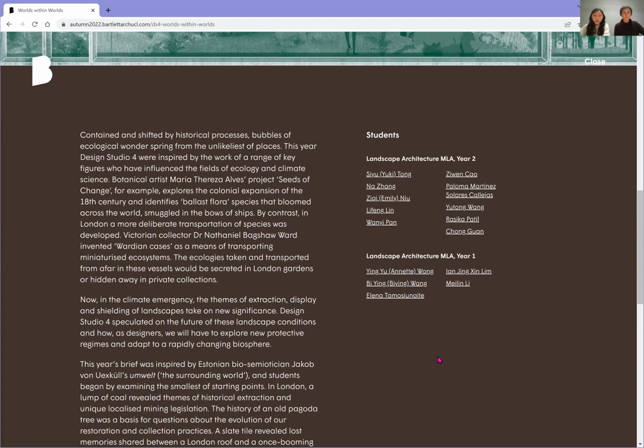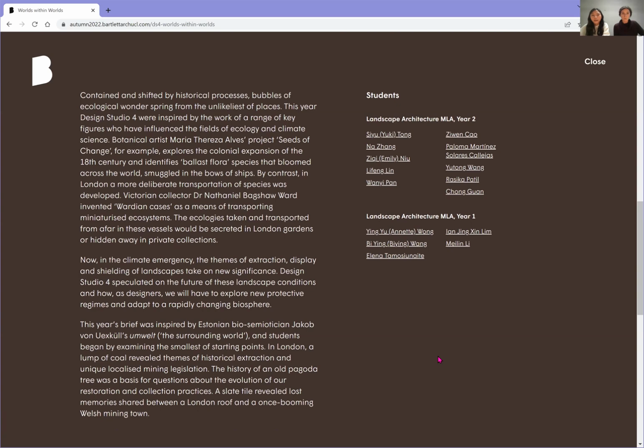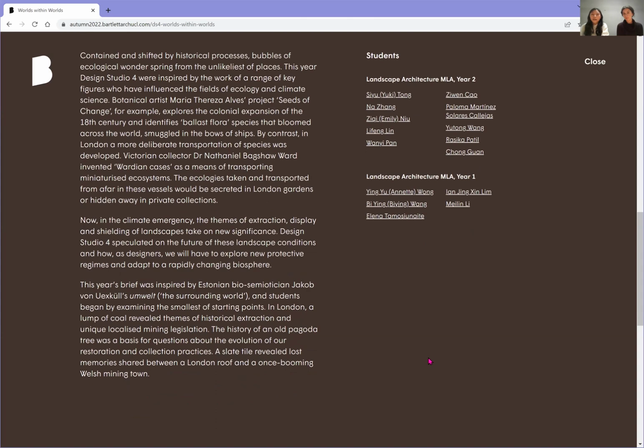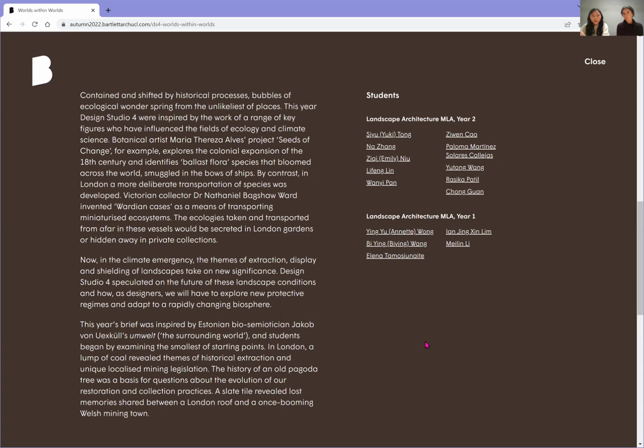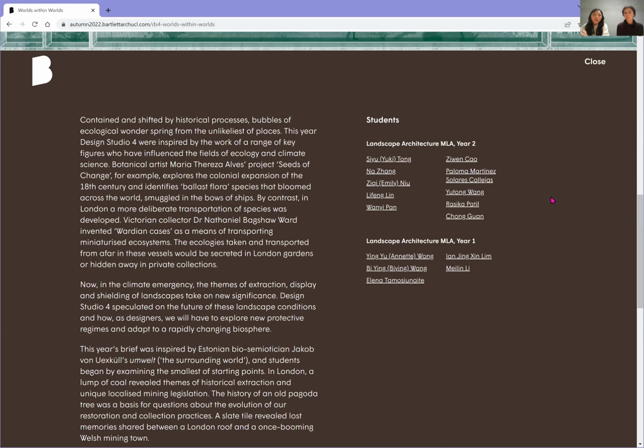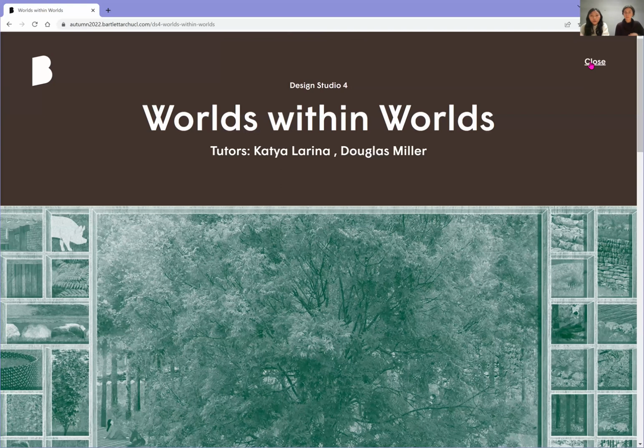Some of us looked into natural elements like plants and animals, and somebody looked into raw materials like copper and coal. Everybody has a different starting point. And our studios evolved from our initial research into finding our own focuses and then looking into the landscape of extraction, display, and sharing. So everybody has their own take on what they find interesting from this initial idea of a bubble of landscape. And that's how we transformed and developed our own interests.